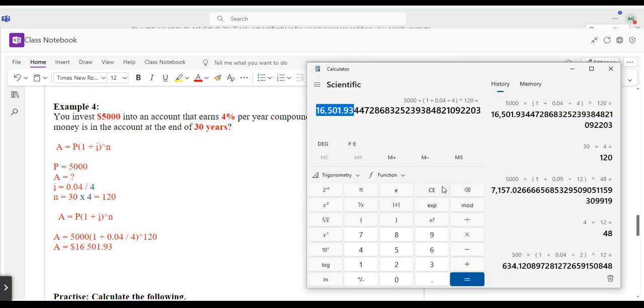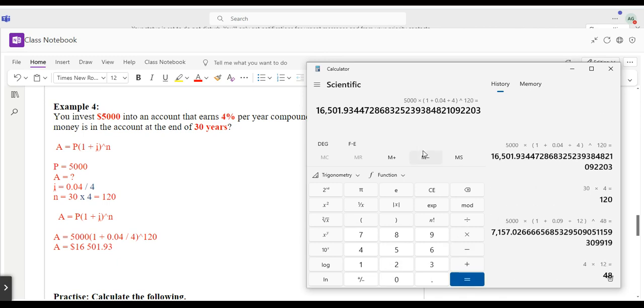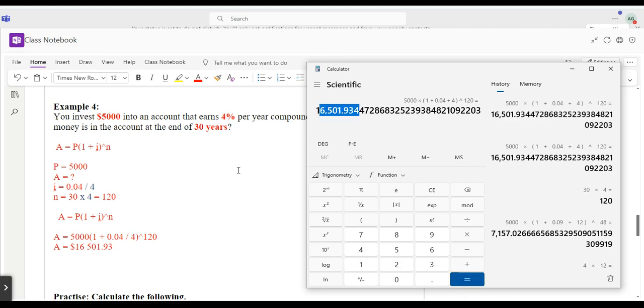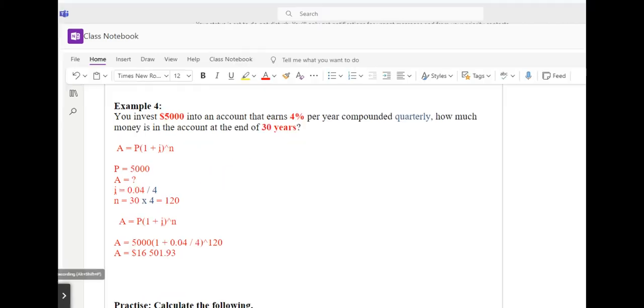Okay. Again, to show you how this works, we take 5,000 multiplied by 1 plus 0.04 divided by 4, close the bracket, x to the y, 120. And so we get this 16,000 number.